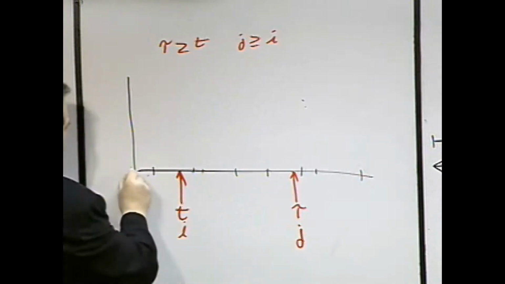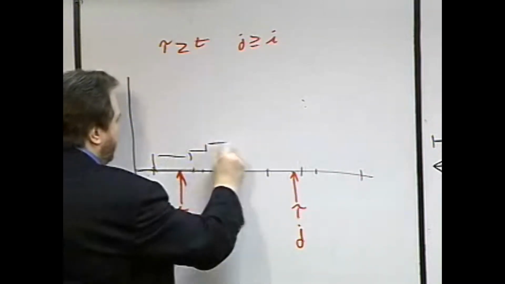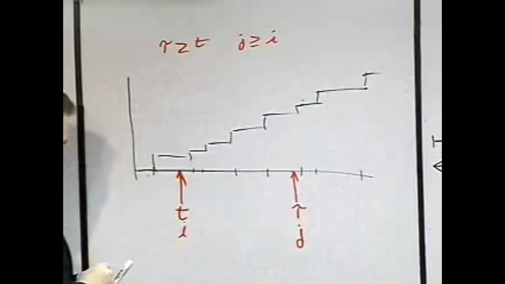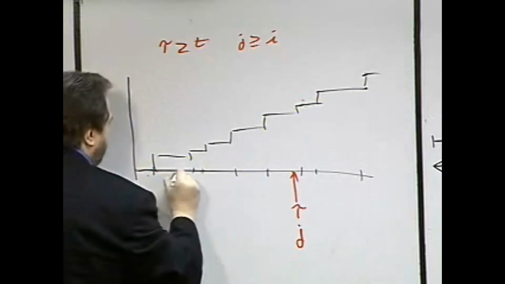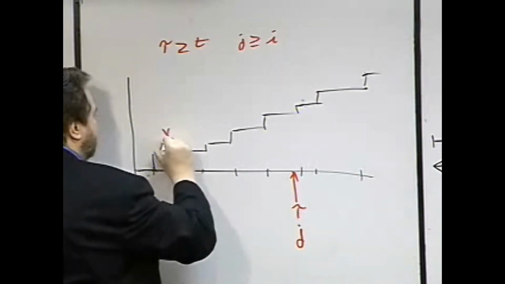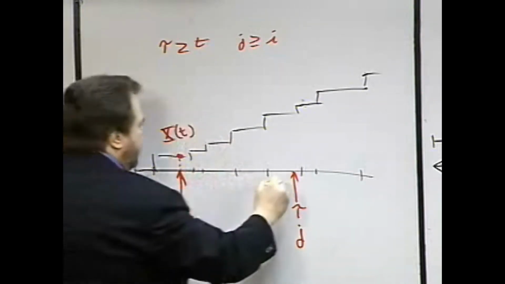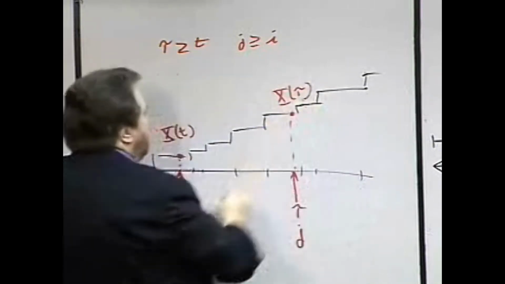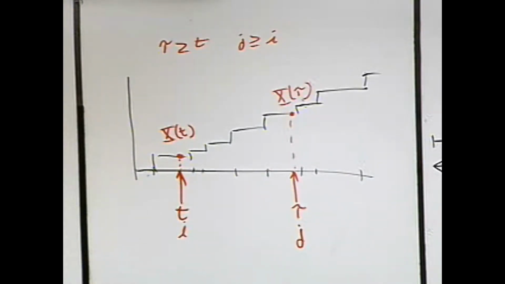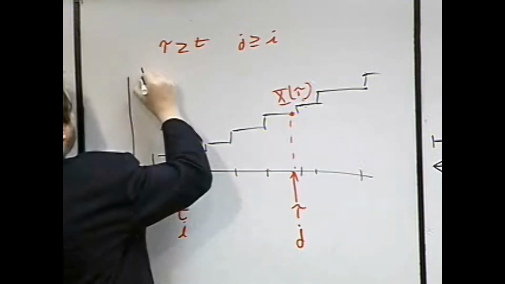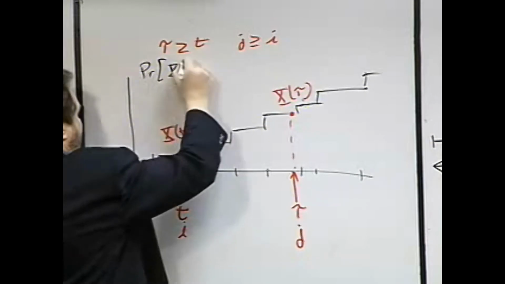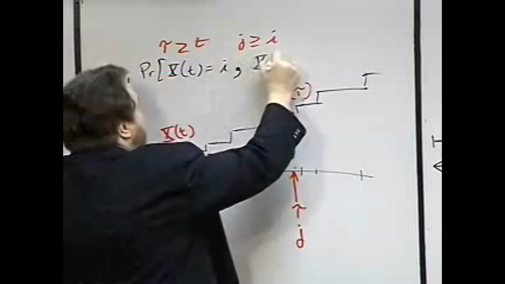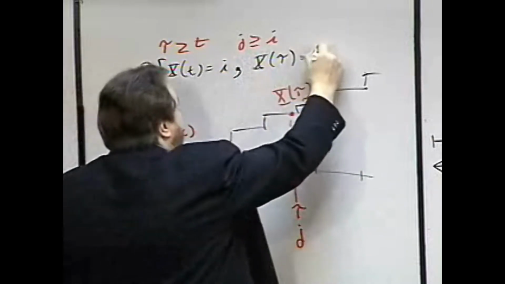Now, in this Poisson process, we're going to have this staircase every time it goes up by an interval of 1, and we're going to have two random variables. We're going to have this random variable, which is x of t, and we're going to have this random variable, which is x of tau, in the Poisson process. We're going to ask ourselves, what is the probability that x of t is equal to I and x of tau is equal to j?